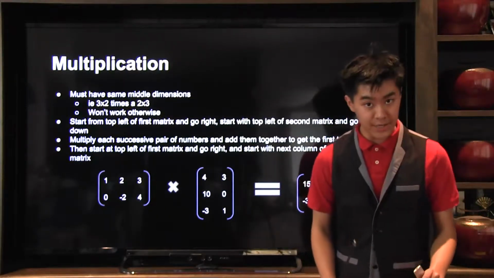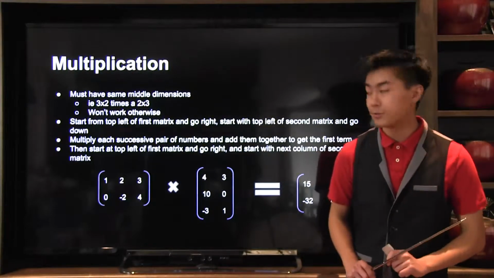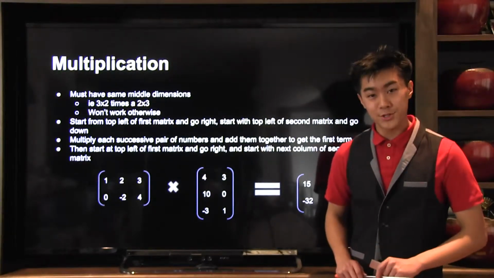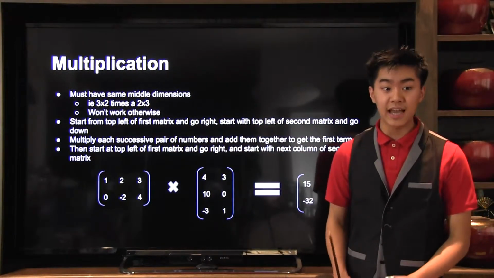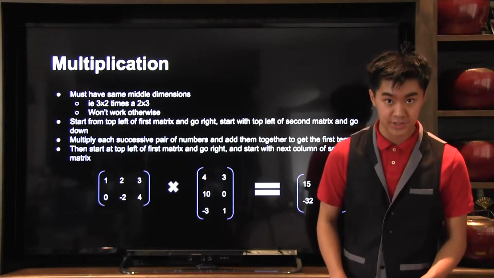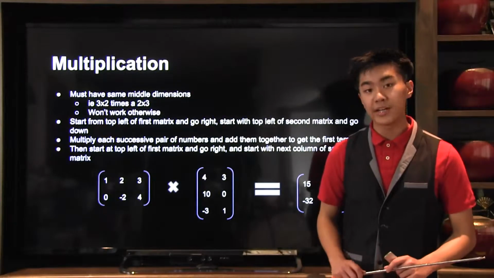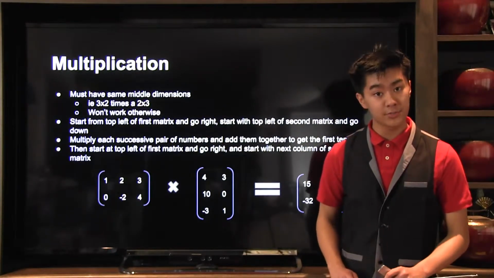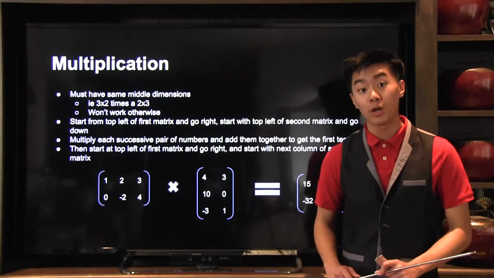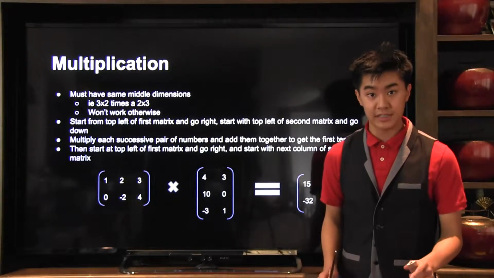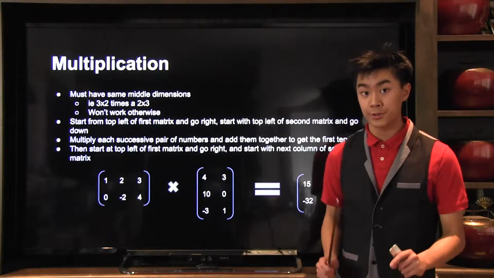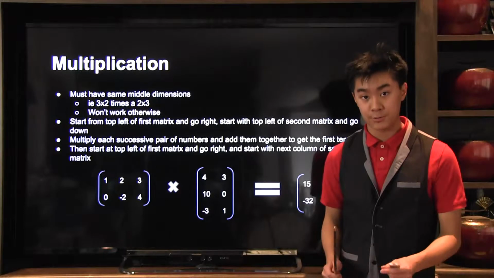Alright, finally, multiplication is where it gets a little bit more difficult. In order for multiplication to occur, the two matrices have to have the same middle dimensions. Now, what that means is you could multiply a 1 by 3 matrix by a 3 by 2 matrix, but you could not multiply a 3 by 2 matrix by a 1 by 3 matrix. Now, what that means is that order matters during the multiplication of matrices.